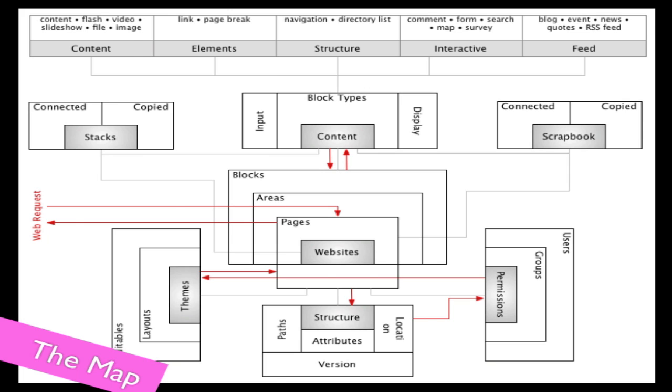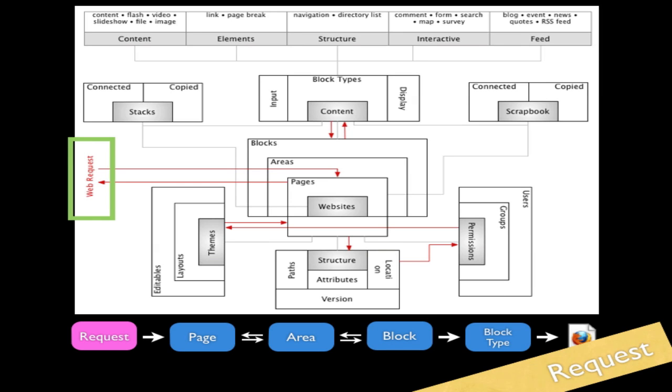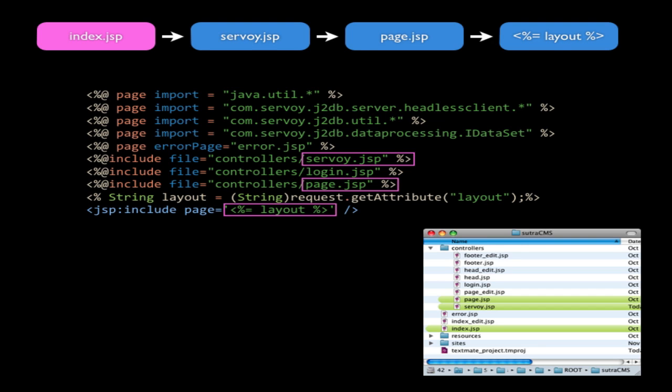There's a request that comes in here. The request comes in on the website. Single point of entry, which is your index.jsp. You will never have to do any JSP coding for this CMS. But to understand the flow, a couple controllers.